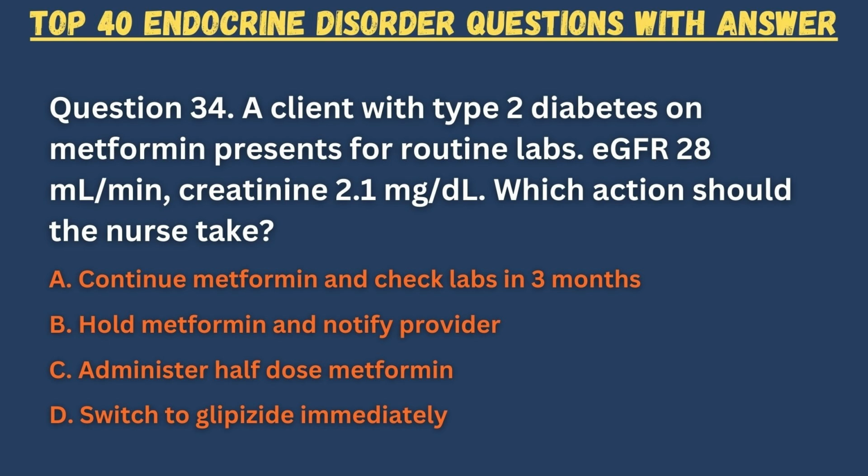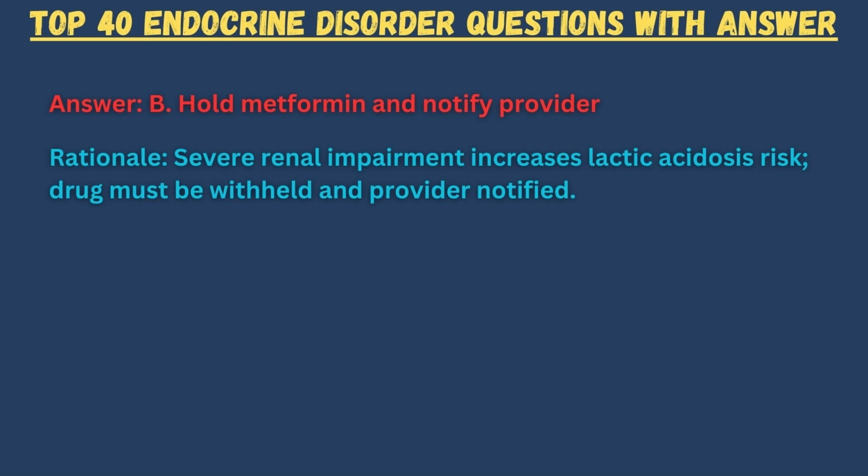Question 34. A client with type 2 diabetes on metformin presents for routine labs. eGFR 28 milliliters per minute. Creatinine 2.1 milligrams per deciliter. Which action should the nurse take? A. Continue metformin and check labs in 3 months. B. Hold metformin and notify provider. C. Administer half-dose metformin. D. Switch to glipizide immediately. Answer. B. Hold metformin and notify provider. Rationale. Severe renal impairment increases lactic acidosis risk. Drug must be withheld and provider notified.